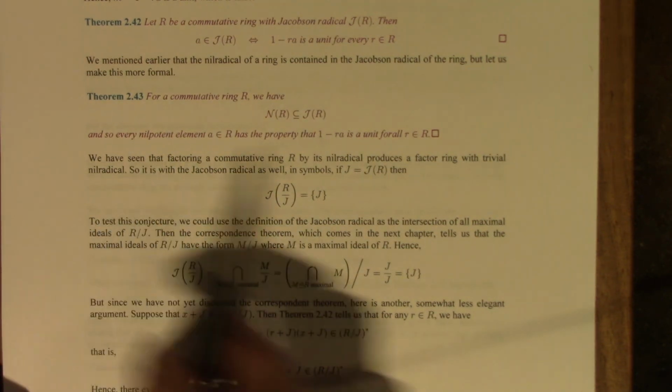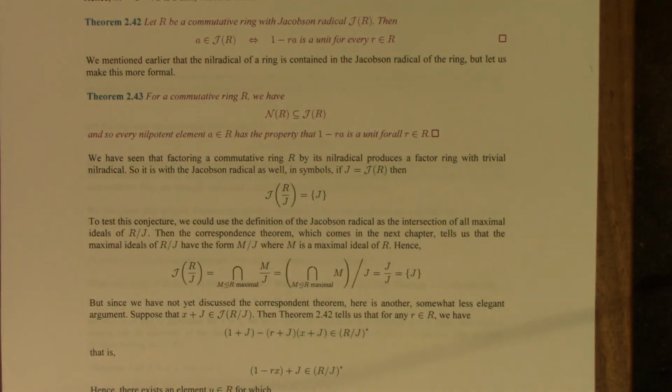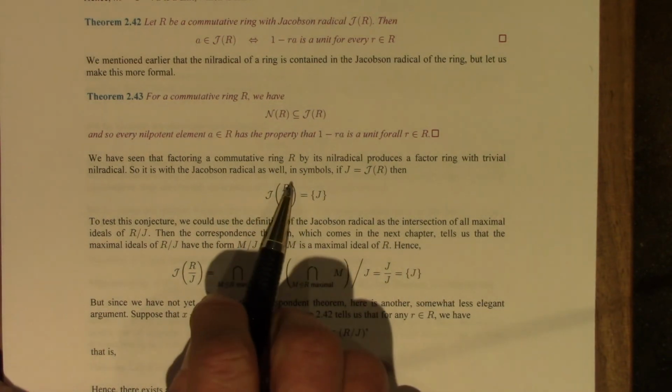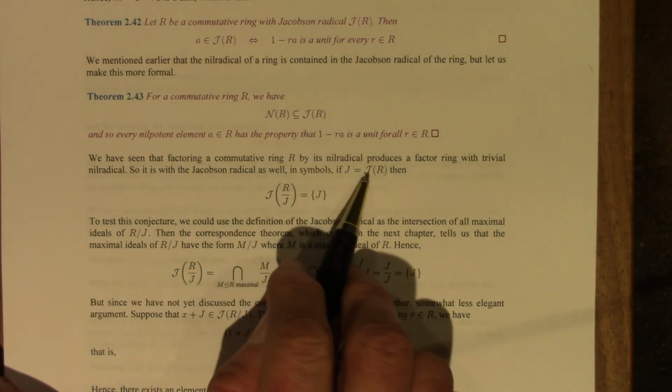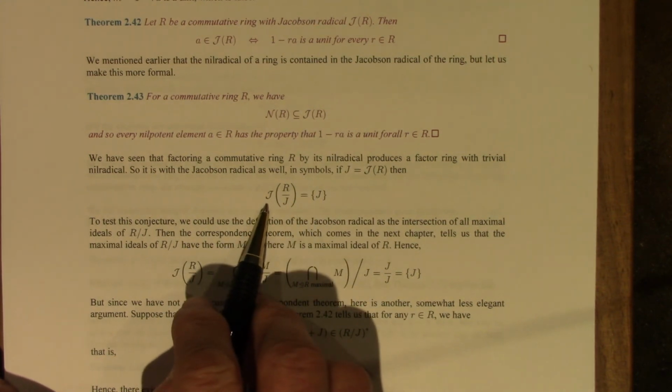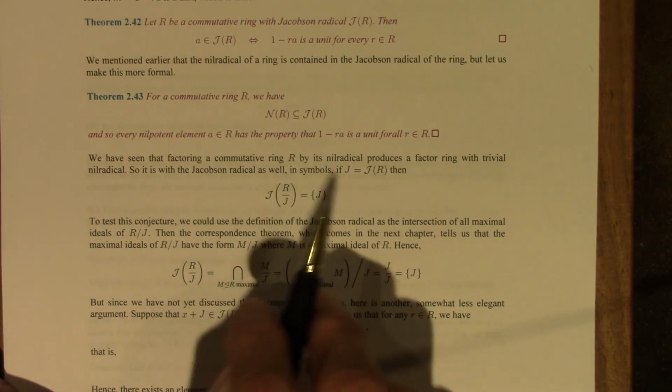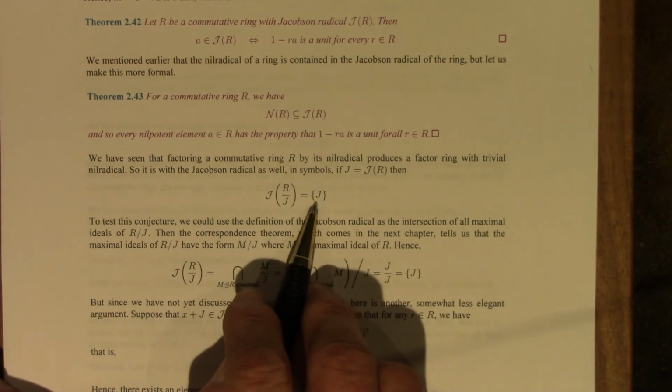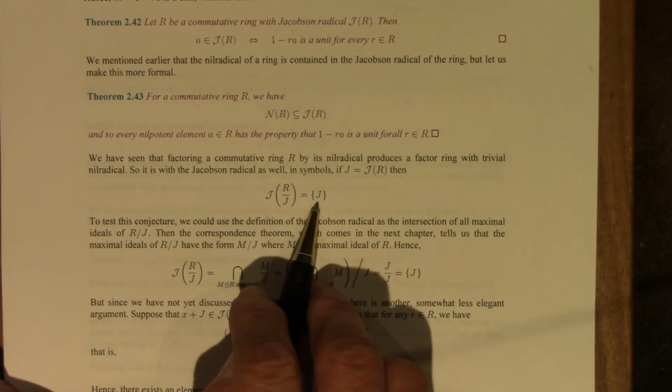Okay, so we've seen that factoring a commutative ring R by the nil radical produces a factor ring with trivial nil radical. And it works the same way with the Jacobson radical. So let's let J be the Jacobson radical of R. Then the Jacobson radical of R mod J is trivial. It consists only of the zero coset.